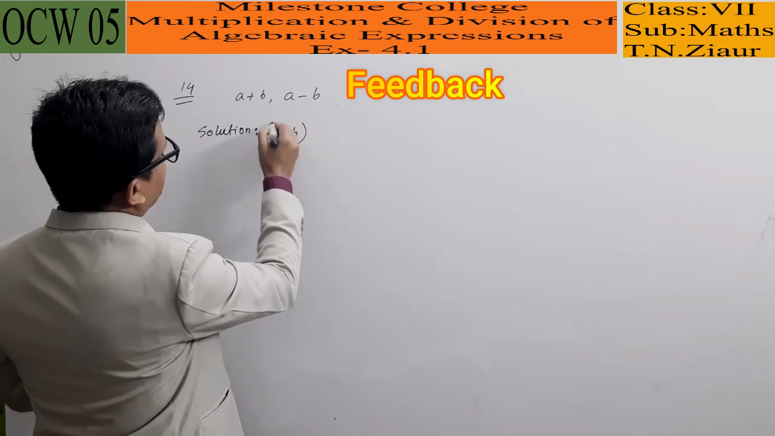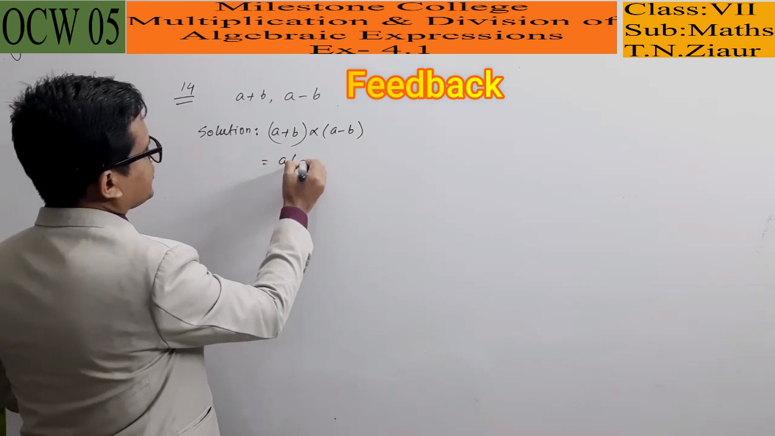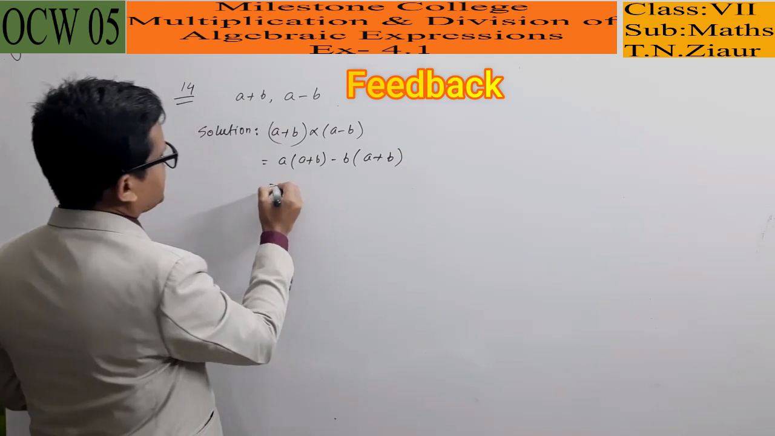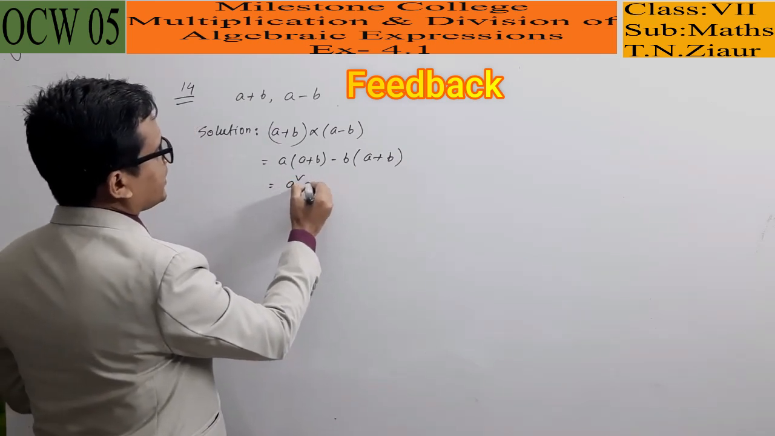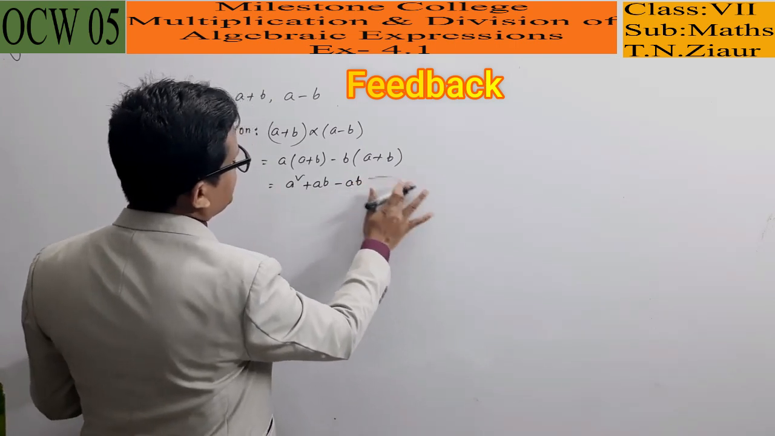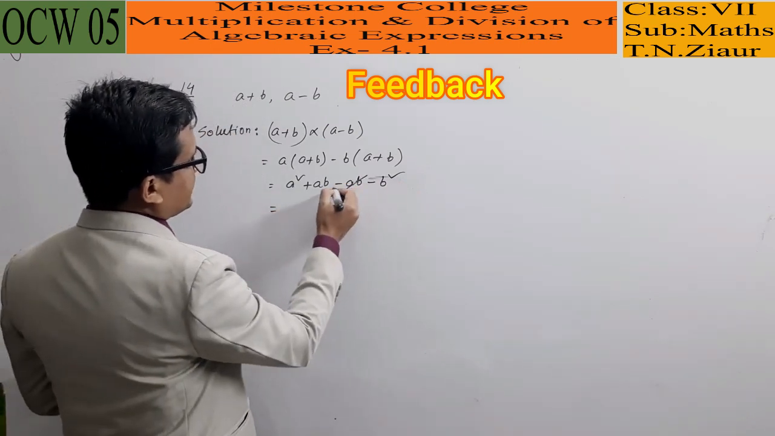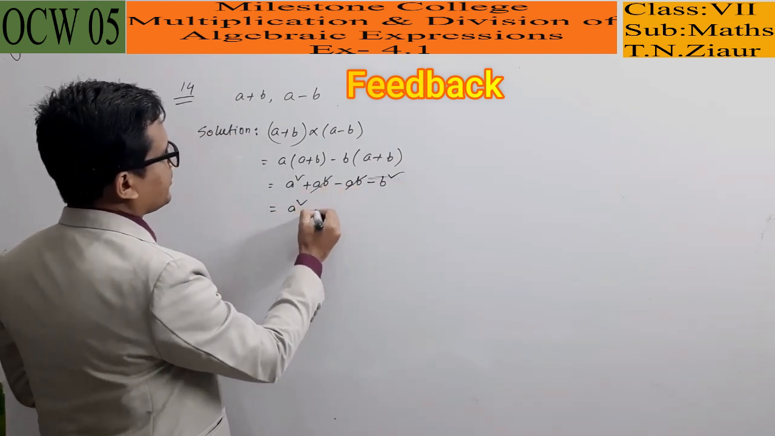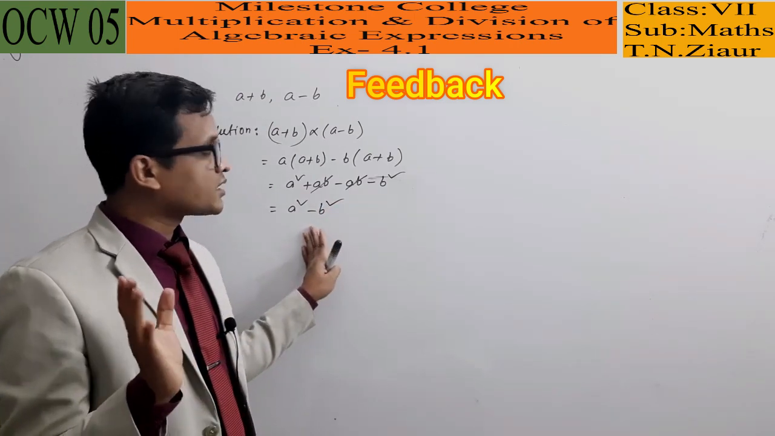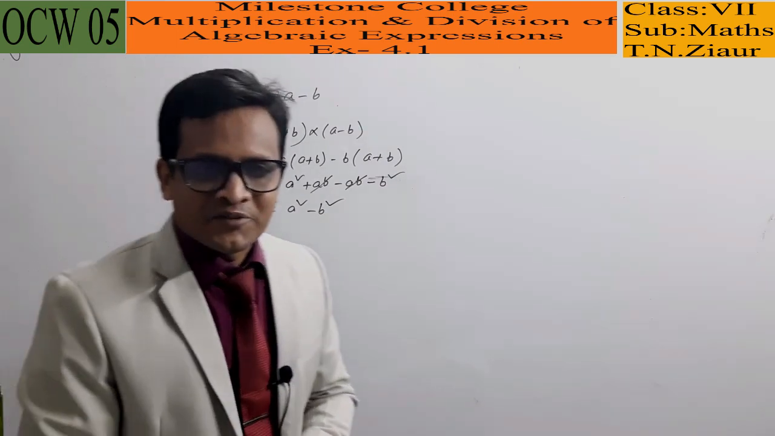A plus b into a minus b. Again we have to solve a into a plus b minus b into a plus b. So just multiply: a square plus ab minus ab, plus minus makes minus, it will be b square. So ab is minus, this one is plus, so a square minus b square. Now your answer is a square minus b square. Yes, most of the students can solve this problem.